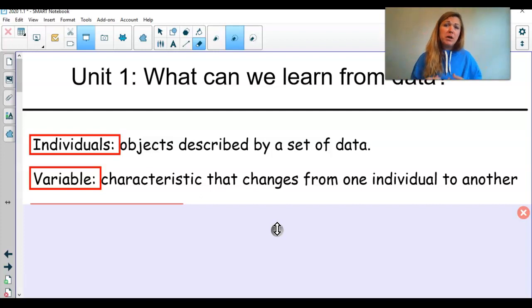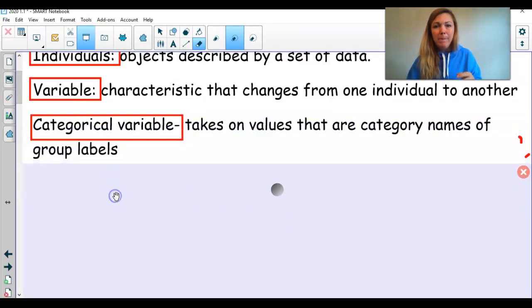So in statistics, we always have a variable of interest. What are we interested in? What do we want to know about this population of people that consists of individuals, or population of dogs, or whatever we're looking at? We're interested in some sort of variable about them so we can draw conclusions about that population. There are two very important variables that you need to have down. The first one is a categorical variable. It takes on values that are category names or group labels.